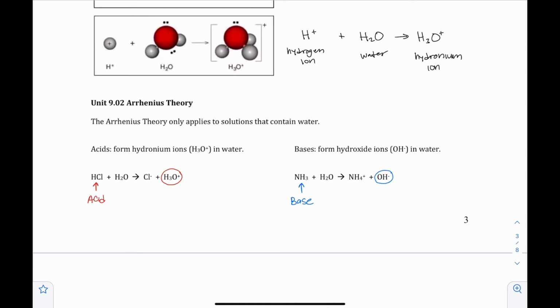The Arrhenius definition of an acid is that it forms hydronium ions in water, and a base forms hydroxide ions in water. So if we see that HCl with water forms H3O+, that means HCl is an acid. And since we see that NH3 with water forms OH-, that means that NH3 is a base. But this definition only works in aqueous solutions that contain water. Since not all solutions contain water, we're going to focus on the Bronsted-Lowry definition of an acid and a base.